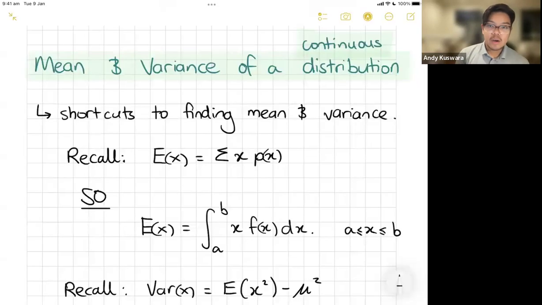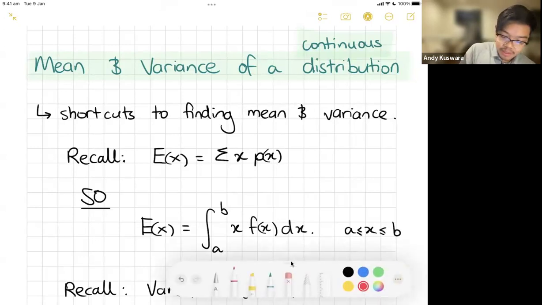Let's talk about mean and variance of a continuous distribution. Now, we've found mean and variance for discrete distributions or discrete PDFs. Now we're going to find it for these continuous distributions that we're looking at, so the more specific ones. Remember that your mean is your expected value, which for your PDFs is given by the sum of your x times your function.